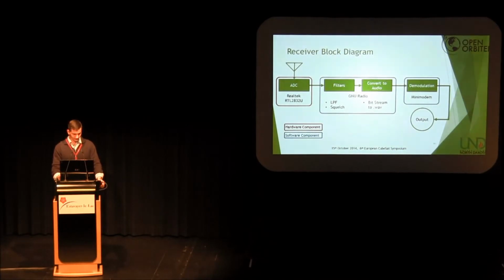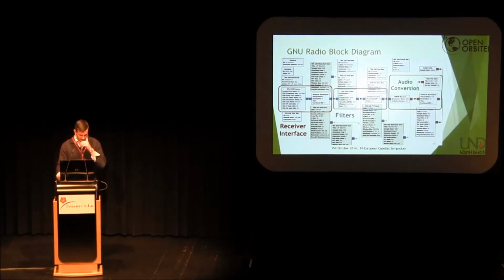So, again, a general diagram of the receiving block. The information is received by the TV tuner and is converted from the analog to digital signal. From there, it is computed through GNU Radio and through low pass and squelch filters and converted into a dot wave file. From the dot wave file, Minimodem demodulates the file and converts it back into the output text. And again, blue is software and red is hardware.